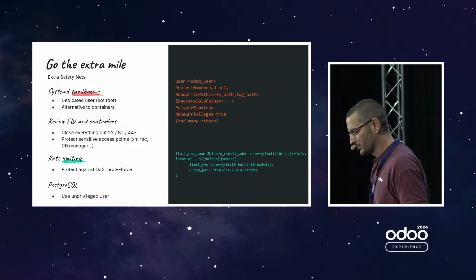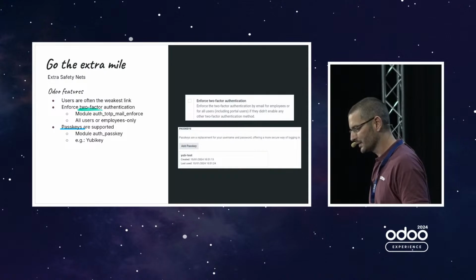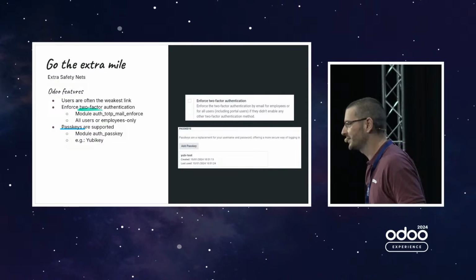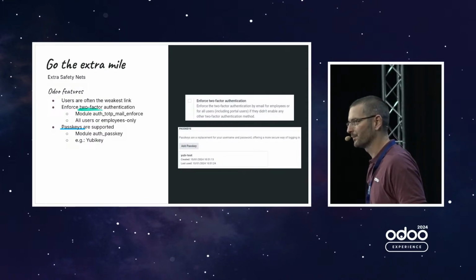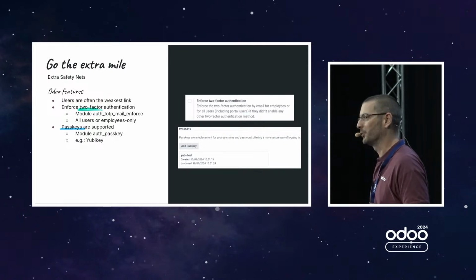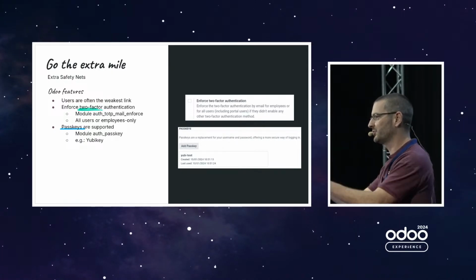And last but not least, the weakest link is often the user. There is always Bob from accounting with his password written on a post-it stuck to his screen.